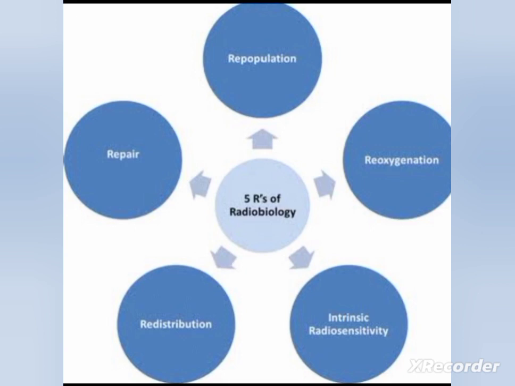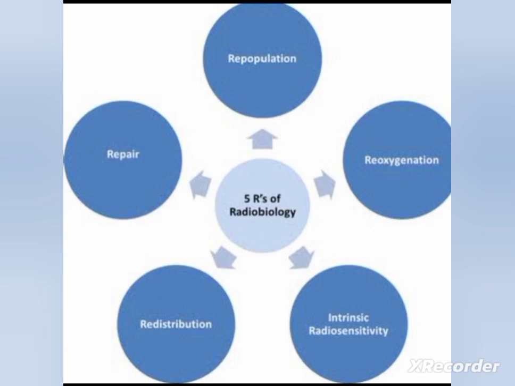Repopulation will occur in radiation therapy, and the patient should be informed regarding this type of repopulation. Some may wonder why the tumor enlarges after radiation therapy. That's why repopulation may occur, and that's why radiation therapy should not be too delayed. Next one, reoxygenation. Reoxygenation is essential in radiation therapy. Hypoxic cells are resistant to radiation. So if the cells are reoxygenated, they are more prone to radiosensitivity. Reoxygenation helps to destroy the cancer cells.